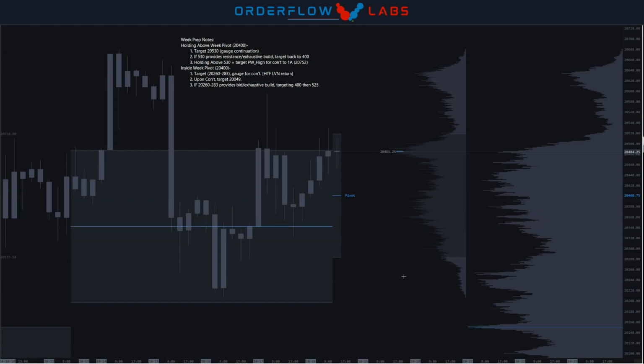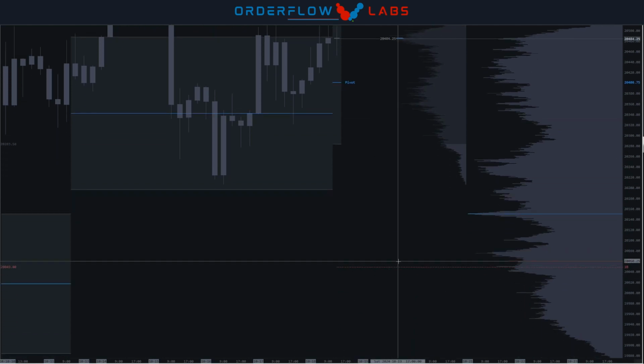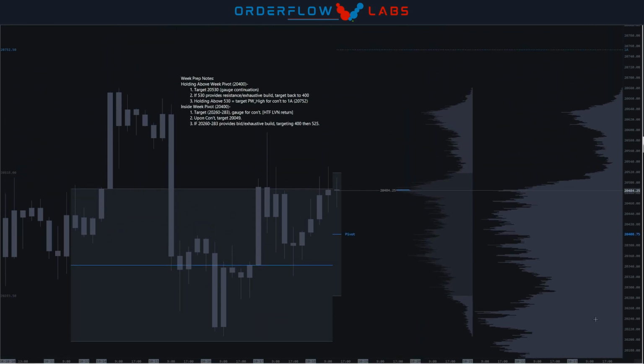On continuation, or inability to find any bid in this 60 to 83 range, then I want to start targeting down into the 20,000 down here. So if bid does provide an exhaustive look down here, yes, targeting back to pivot and then potentially back across the board, across this balance area into the 30s.